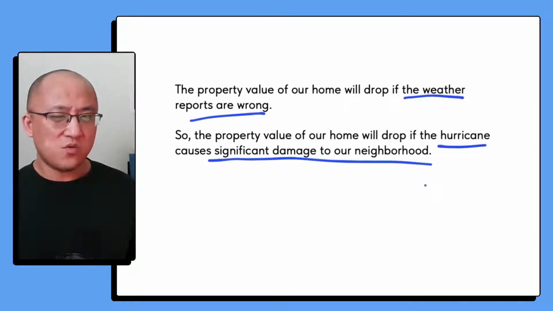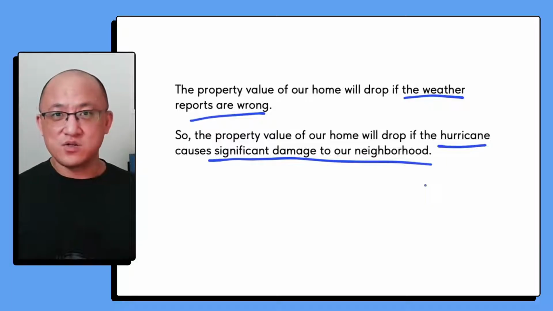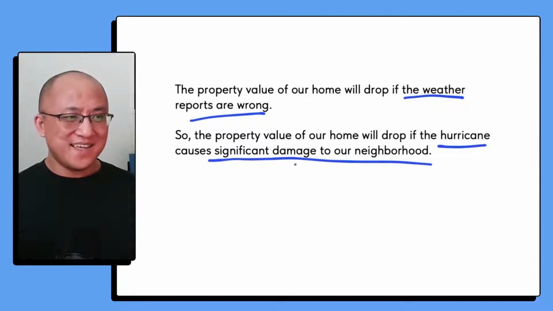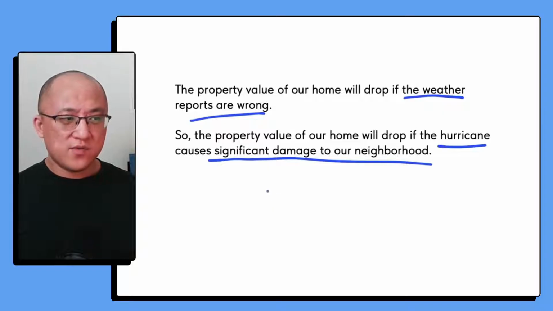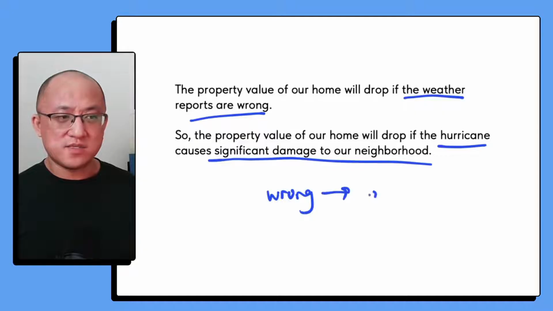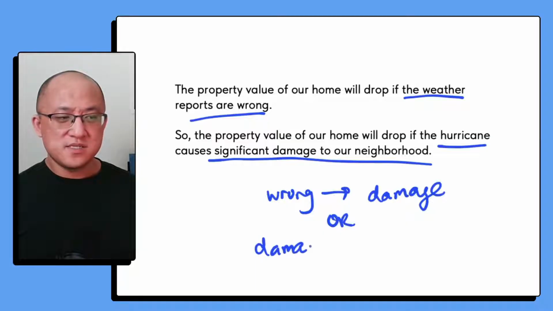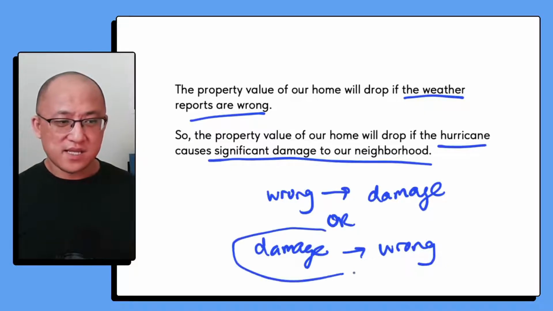But sometimes the LSAT will require us to be more precise than just having the vague understanding that these two ideas are connected. We will need to know, is the connection that this argument is assuming, if the weather reports are wrong, then the hurricane will cause significant damage to the neighborhood? Or is it the other way around? Is it if the hurricane causes significant damage to the neighborhood, then the weather reports are wrong? Now, the correct answer is the second one.